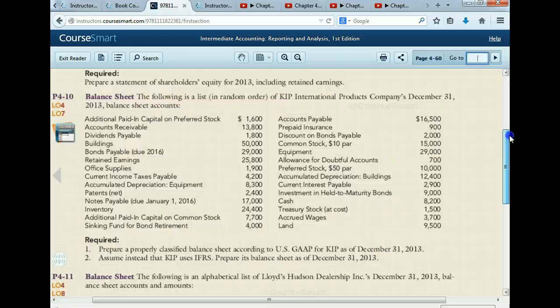Don't worry about IFRS. We're not going to worry about using international financial reporting standards. We're just going to worry about what we have to worry about right now.